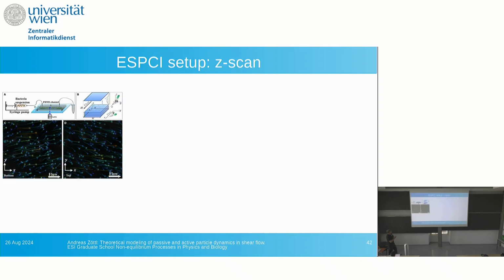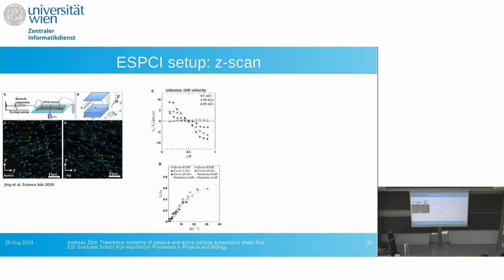What I want to show you now is another experimental setup from Anke Lindner's group and Eric Clément's group in Paris, where they measured, in many different layers in the Poiseuille flow, the distribution of velocities in the vorticity direction and also of orientations of bacteria. They did this scan and measured the so-called rheotactic velocity, that's the velocity in the vorticity direction, which is 0 for passive beads, and for chiral bacteria you can measure it.